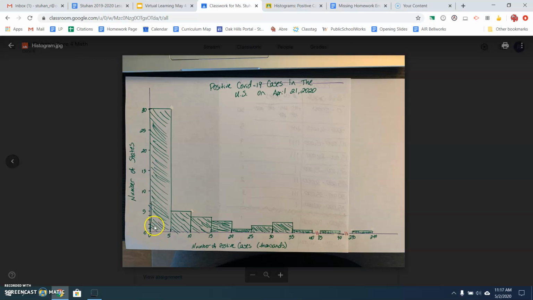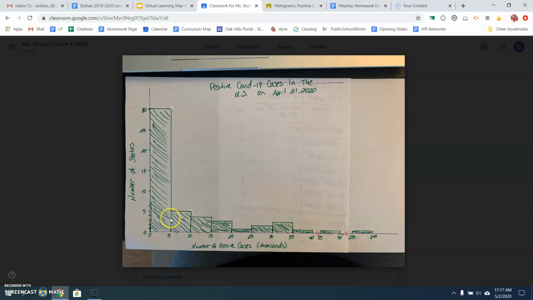But these 30 states could be anywhere between 0 and 5,000 positive cases. So we just sort of lump them all together, right, like this. And then the next bin shows between 5,000 and 10,000 cases. And these 5 states that I had on my data could land anywhere inside this chart. But notice it's a continuous thing. That's why we have the bars touching.